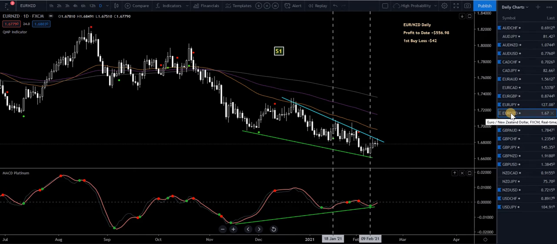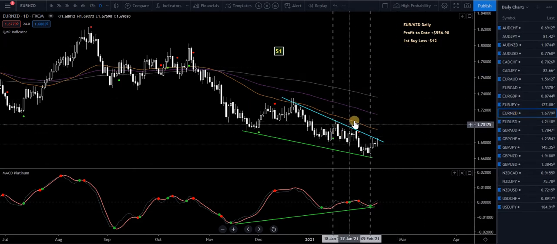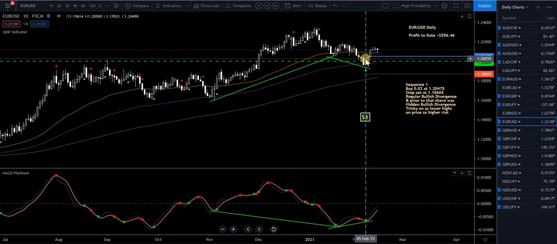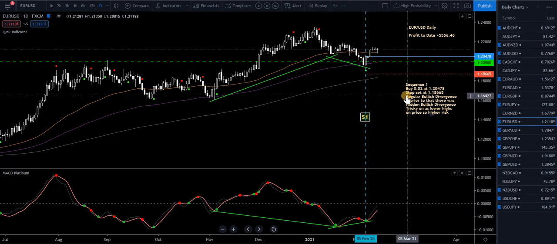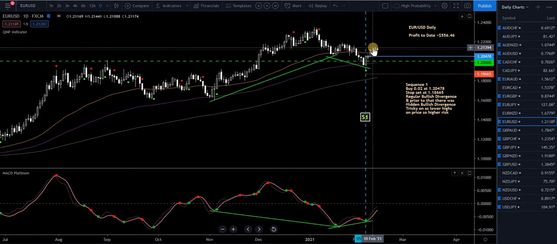That's a new Euro New Zealand, no trades happening at the moment. Took a loss of $42 in that first buy. Made some nice profit in this, so it's not the end of the world. Euro USD in a buy here. You can read my notes. Not going anywhere fast. There's a stop and place down all the way down here. It sort of popped up nicely.